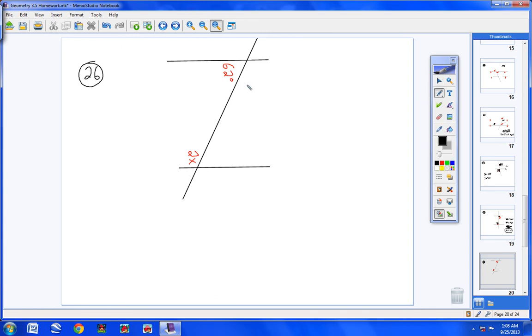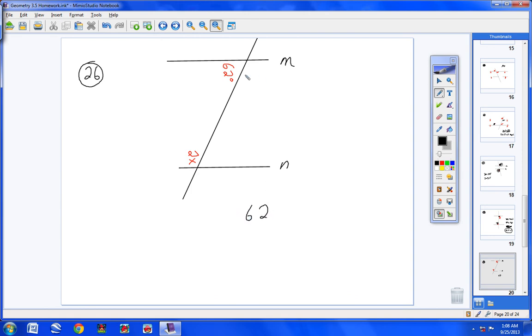Now, please listen to me carefully. If these two lines, M and N, are parallel, then I should know something about these angles. Notice they're both on the interior and they're both on the same side of the transversal. We call them same side interior angles. Remember, when two lines are parallel, same side interior angles are not congruent, they're supplementary.